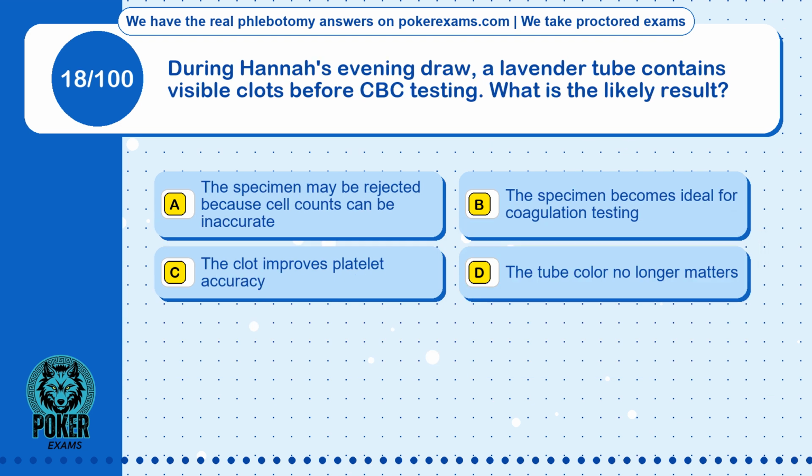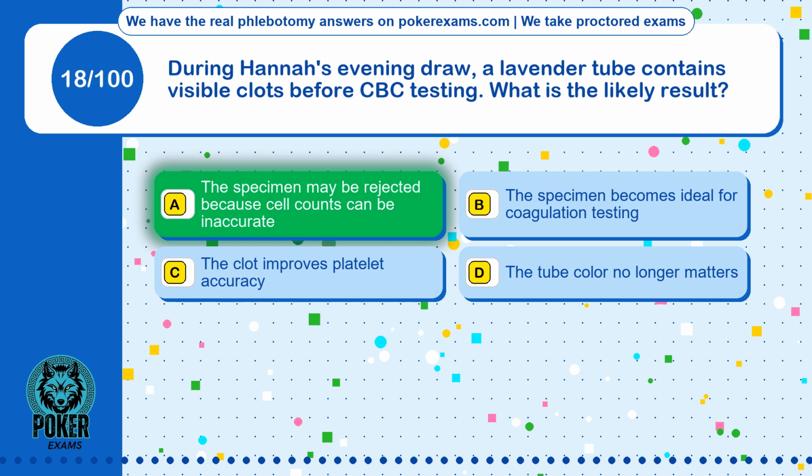Question 18. During Hannah's evening draw, a lavender tube contains visible clots before CBC testing. What is the likely result? Option A. The specimen may be rejected because cell counts can be inaccurate. Option B. The specimen becomes ideal for coagulation testing. Option C. The clot improves platelet accuracy. Option D. The tube color no longer matters.